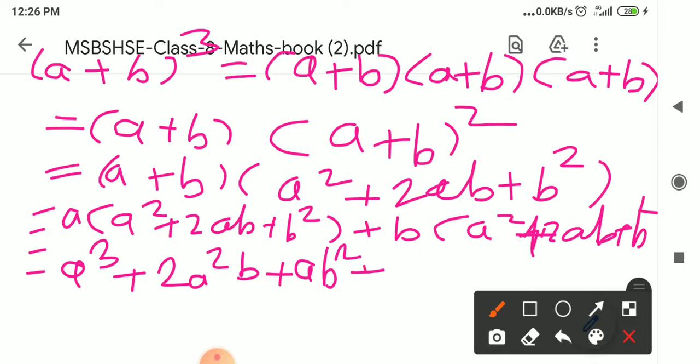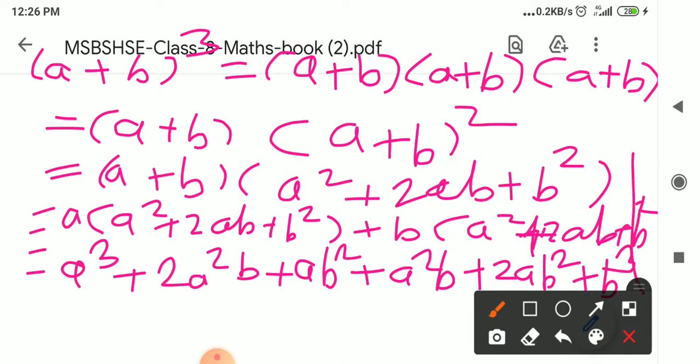So b into a square is a square b, b into 2ab is plus 2ab square, and plus b into b square is b cube. So this is the multiplication we have done here.